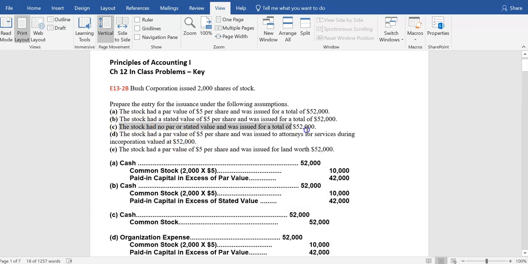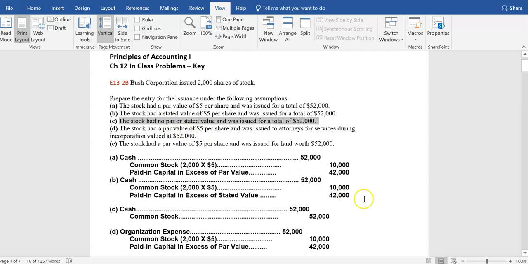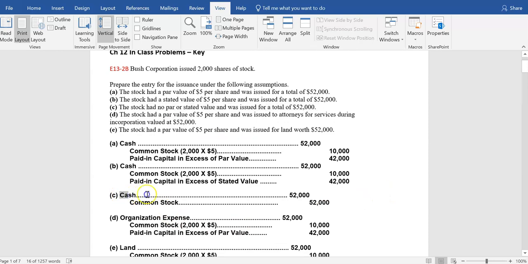In C, the stock had no par or stated value and was issued for a total of $52,000. For corporations that do not have a par or stated value, there is no need for a paid in capital in excess account when there is no par or stated value. That means that all of the cash paid for the shares, debiting cash, all $52,000 is credited into the common stock account.